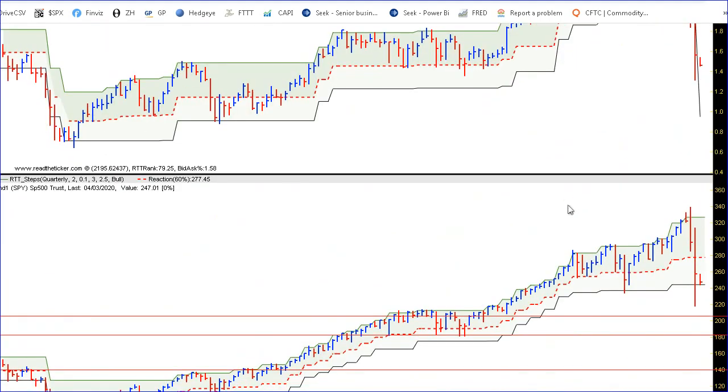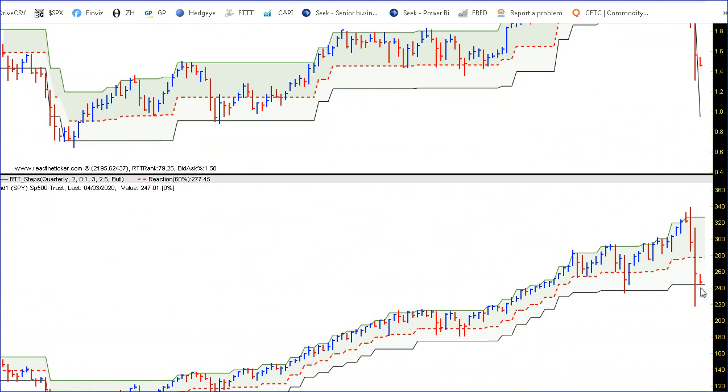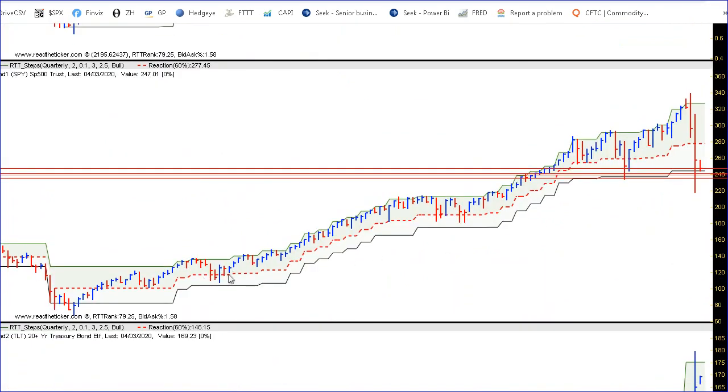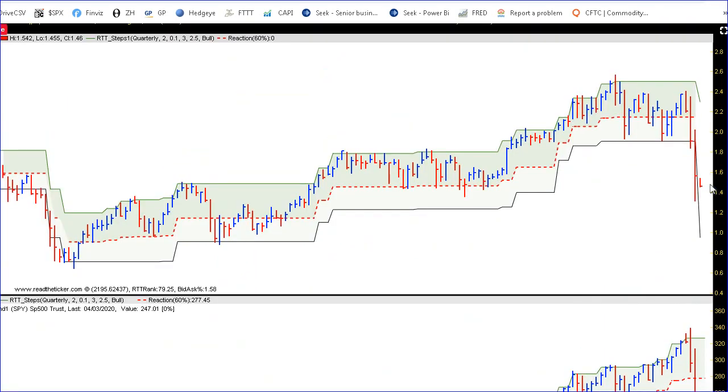Of course, that's on a bear case. If it holds on the current range here, this is SP 500. If this holds, because as you can see here, price on the SP 500 is held by the lower range of RTT steps. So we might see this recover where it is now.